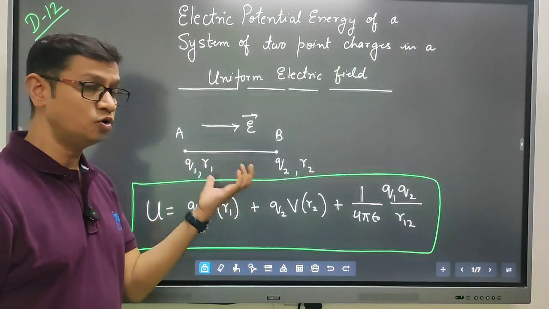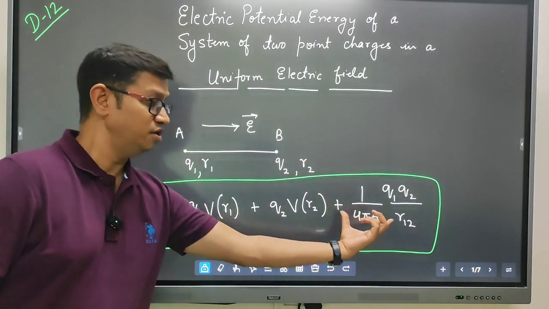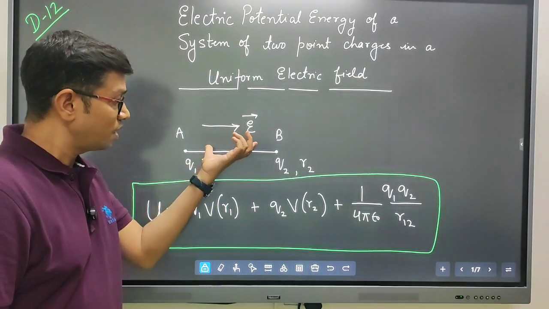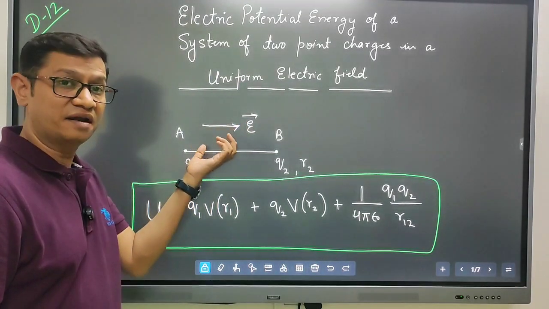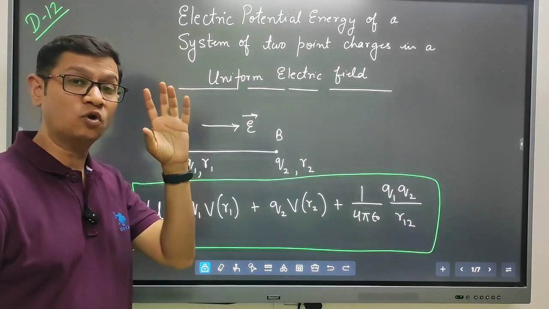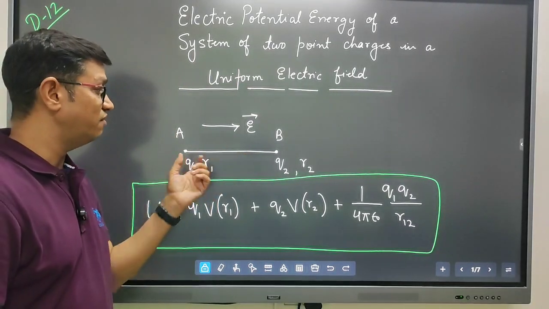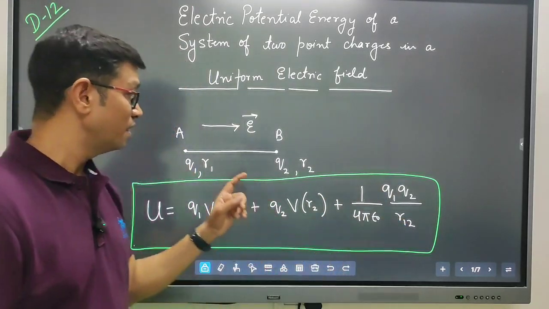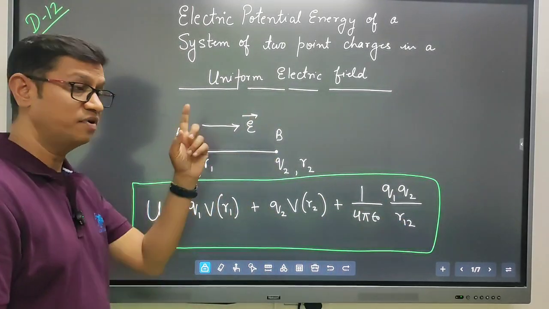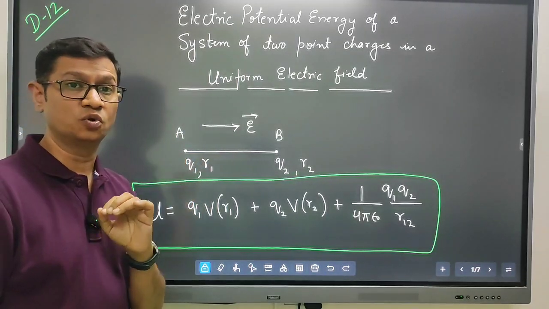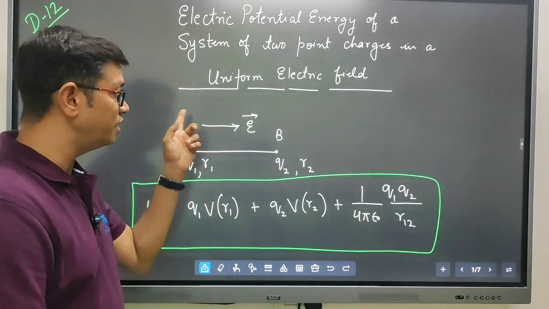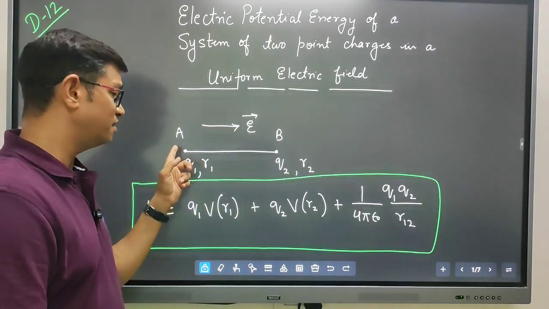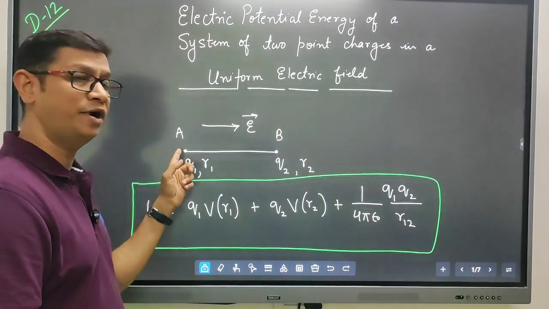Now, in addition to this energy, these charges are not isolated; they are present in an electric field. If you go back to our previous discussion, when we derived the formula 1 upon 4 pi epsilon naught Q1 Q2 by R, when we brought Q1 from infinity to a point, we said the work done is 0. Now that work done will not be 0 because there is already an existing electric field. Because of this electric field, there will be some electric potential at this point A.